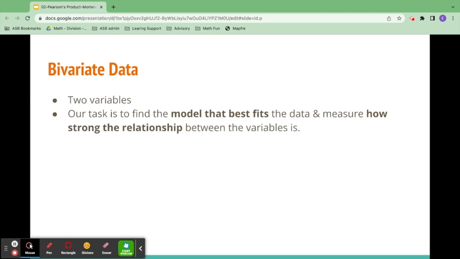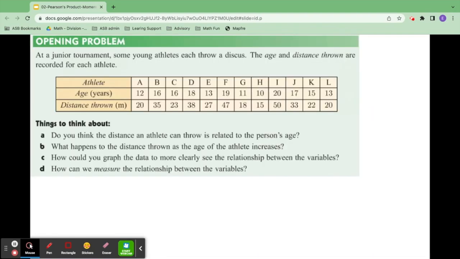So we're now going to be studying two different variables, and our task is going to be to model the best fit for this data, and we're going to be measuring how strong or weak the relationship is between these two variables. So this is what we're trying to do through this video. First, let's think about this situation. So I have some data here.